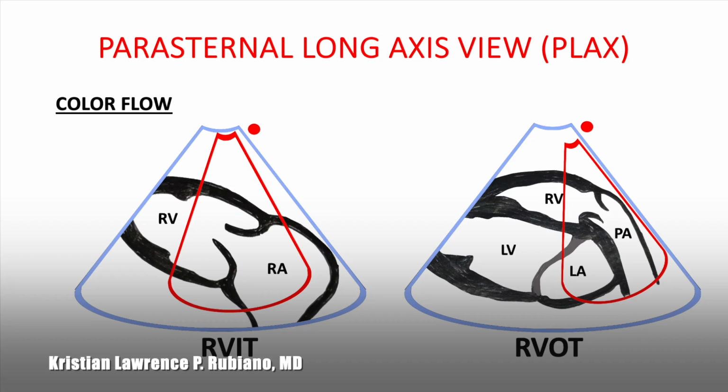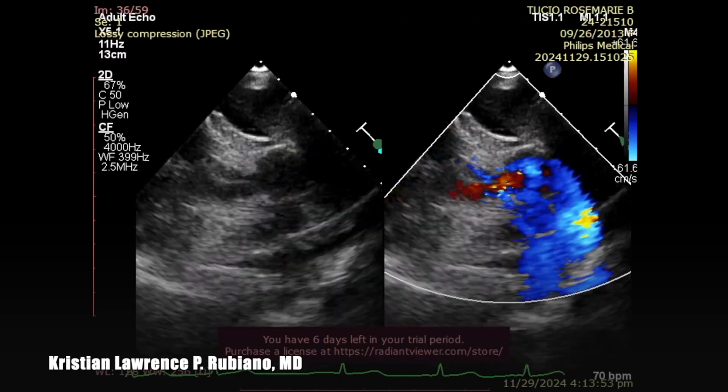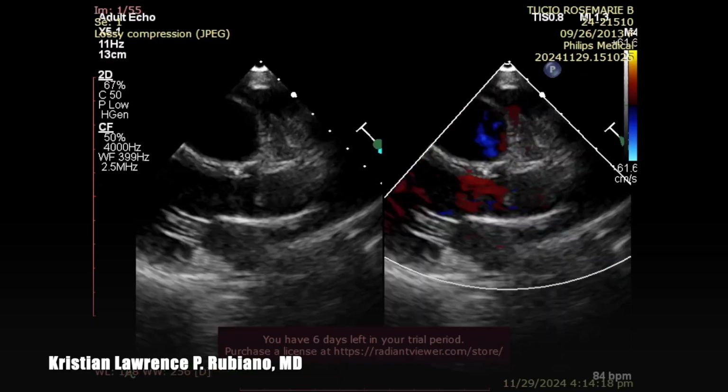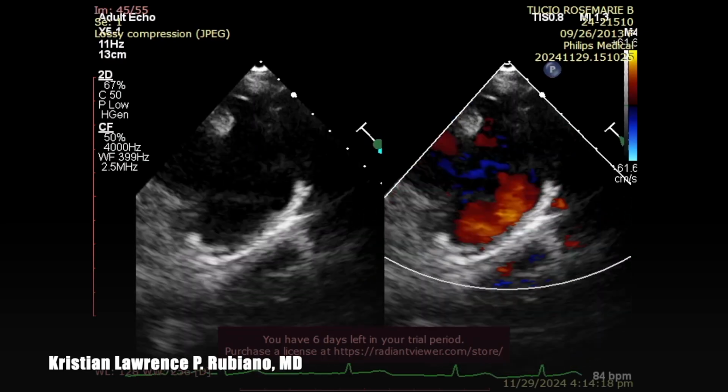Still in the parasternal long axis view at the 9 to 11 o'clock position, tilt the probe tail down to show the RV outflow tract, then tail up to show the RV inflow tract. Take note of any turbulence, regurgitation, or even absence of blood flow.